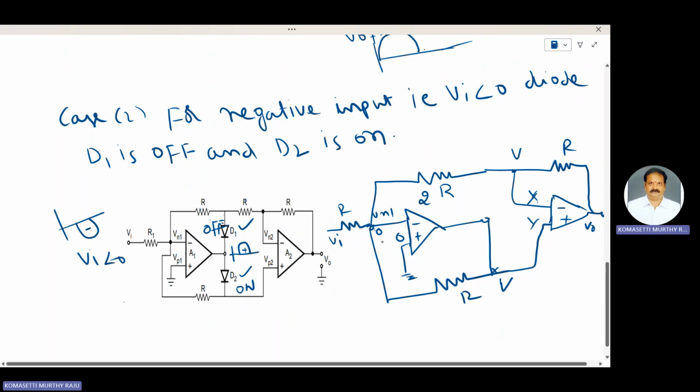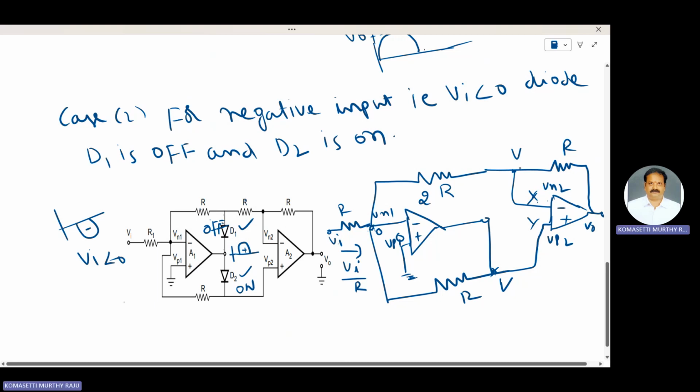This point is VN1, VP1. This one is VN2, VP2. Here VN1 is connected to ground due to the virtual ground concept. Therefore, VA is applied to one end of that resistance, and the other end of that resistance is connected to ground. The current is VI by R. Here also, this is the V volts.